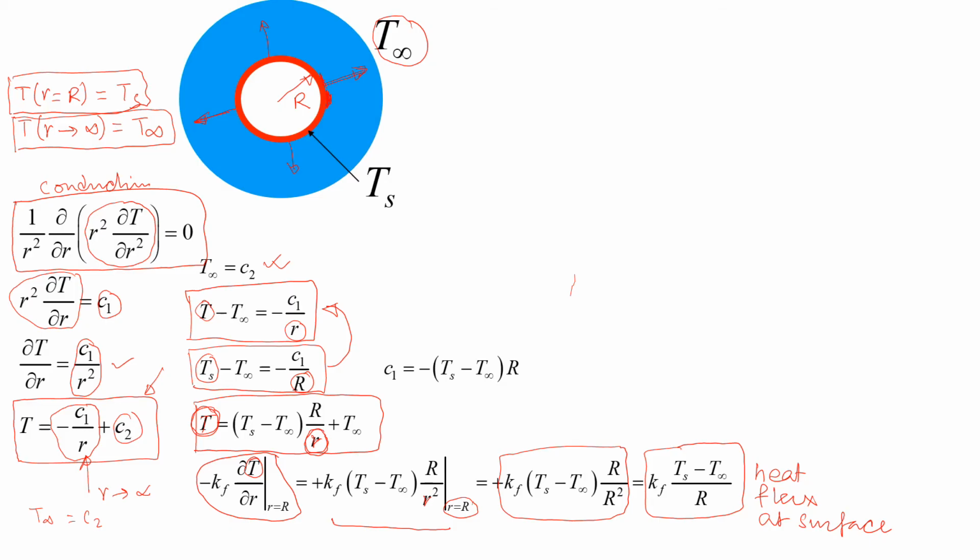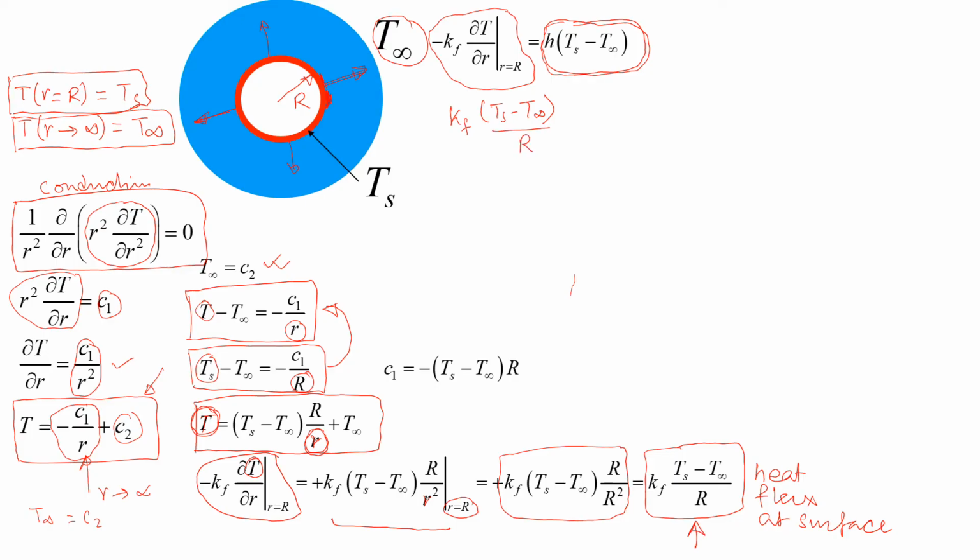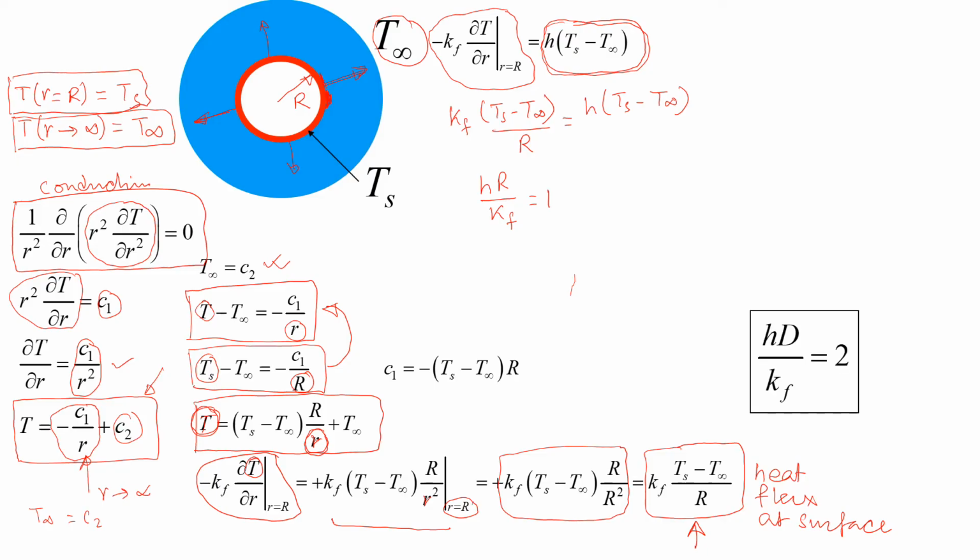Okay, but using the idea of the convective heat transfer coefficient, I can also write that whatever heat is leaving the surface, I can write in terms of h as this. It's the same one. If I think in terms of a heat transfer coefficient, then I can write this. So they must be equal. So then I write kf times (Ts minus T infinity) that we just derived from here over R is equal to h times (Ts minus T infinity), which gives me hR over kf is equal to 1. In other words, if I change it to diameter, then it will be hD over kf equal to 2.